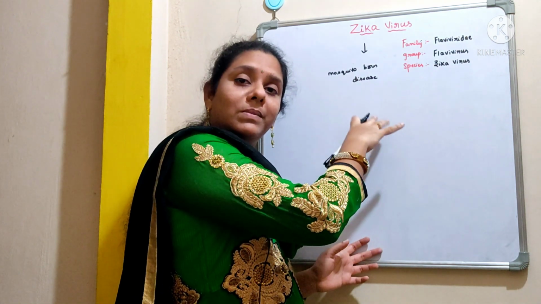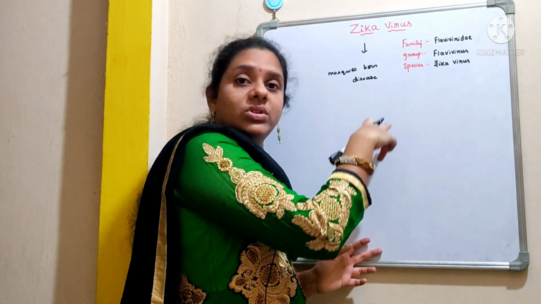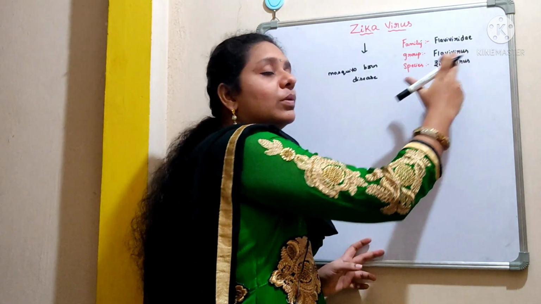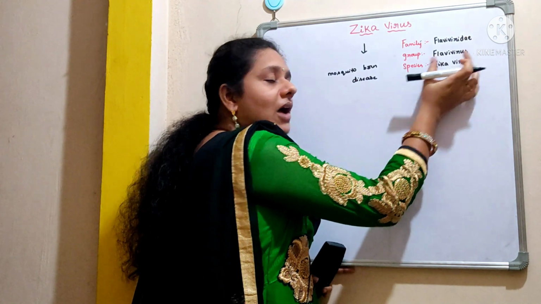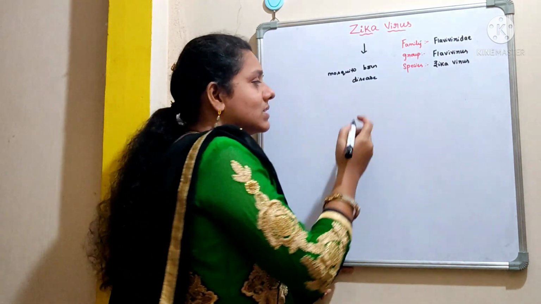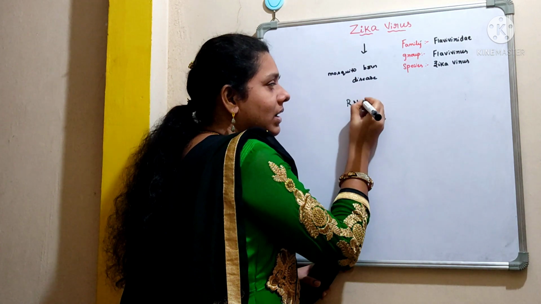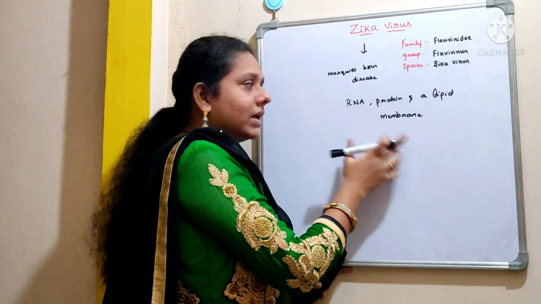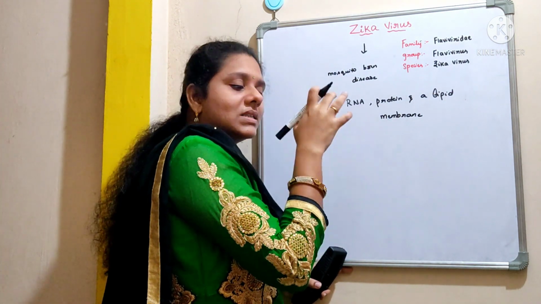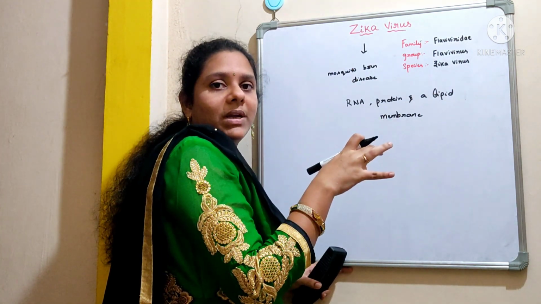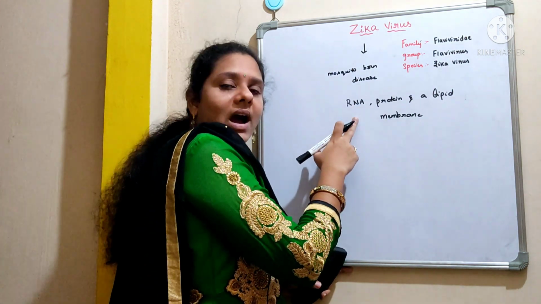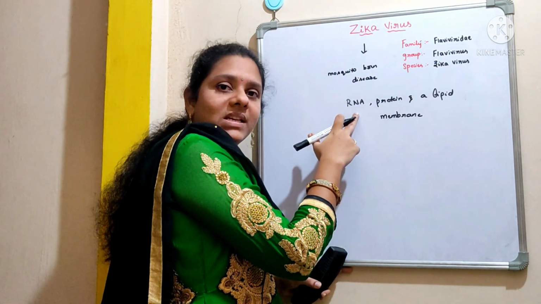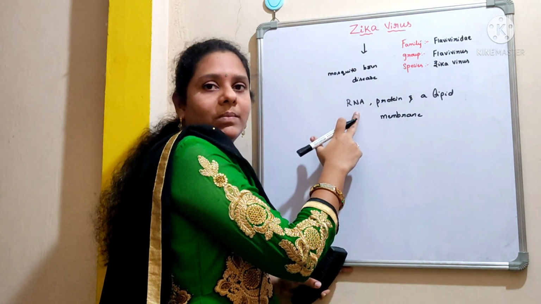Those other mosquito-borne diseases, dengue, chikungunya, West Nile, yellow fever, all these viruses belong to the group of flavivirus. These flaviviruses are tiny structures that generally consist of RNA, protein and a lipid membrane. Here the RNA is the genetic material. Certain viruses carry DNA as a genetic material, whereas some other viruses carry RNA. This Zika virus carries positive sense single-stranded RNA as a genetic material.